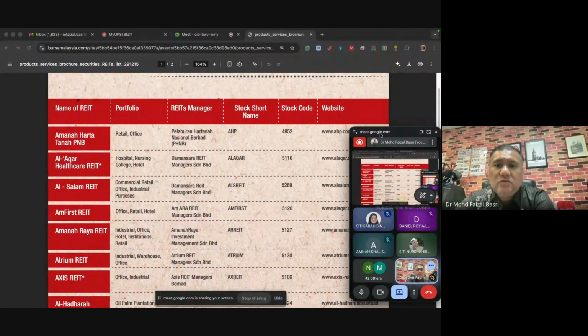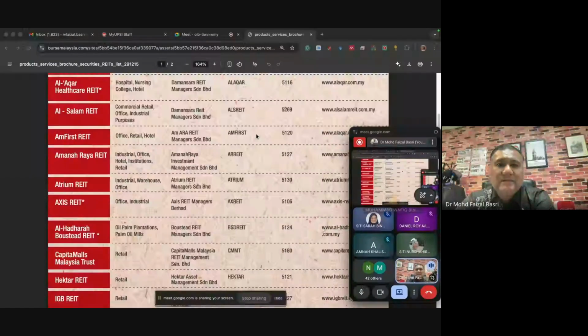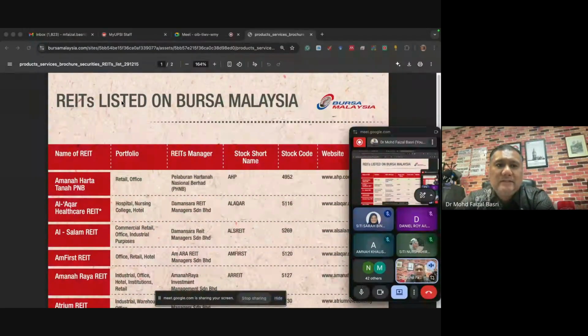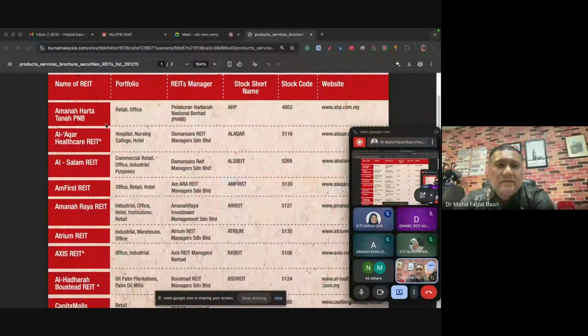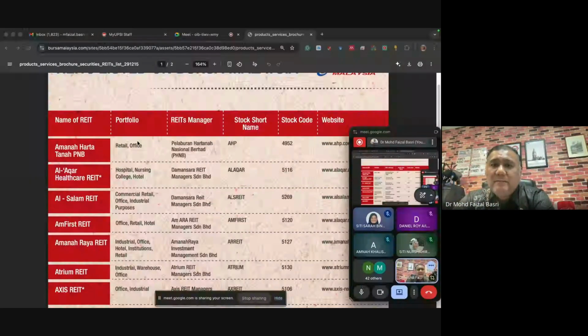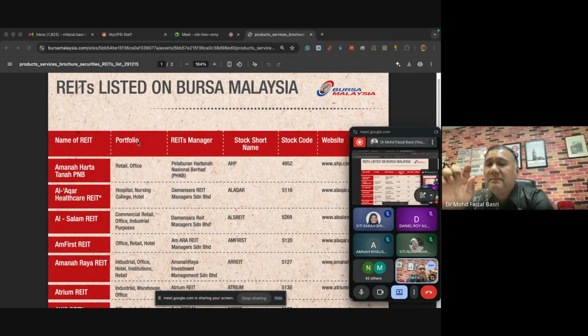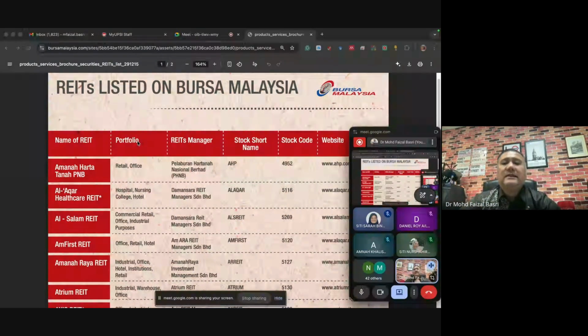Okay. Ni contoh-contoh REITs yang ada kat Malaysia. Okay, REITs listed on Bursa Malaysia. I tak ingat lah tahun bila ni. So these are among the names of the REITs and what are the portfolios under that REITs. Remember the concept of REITs ni 51% mesti dalam real estate property. But what happened to the 49%? So 49% ni dia bolehlah invest dalam stock ke, invest dalam bond ke. Okay, tapi majority still kena invest dalam property.